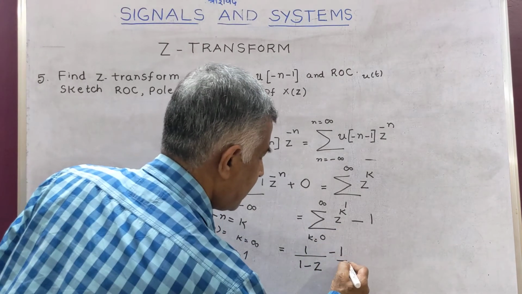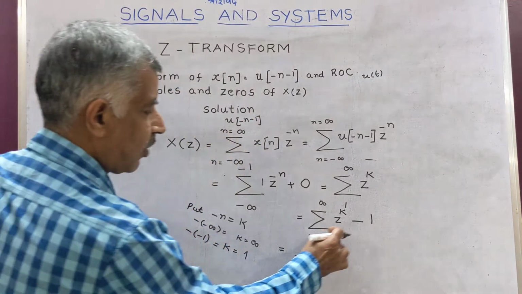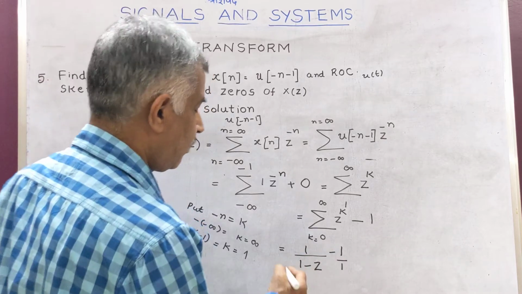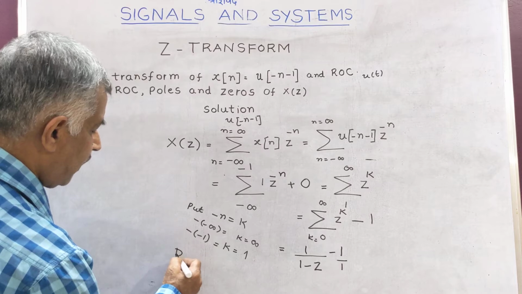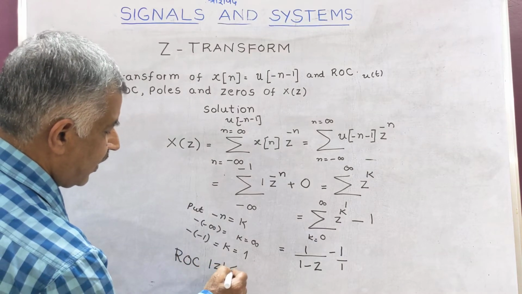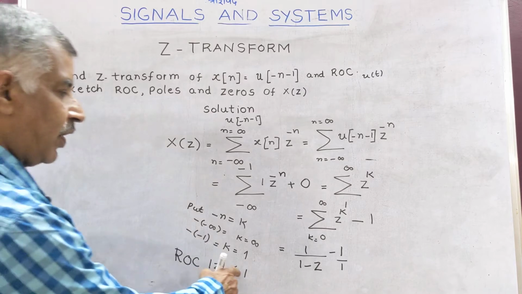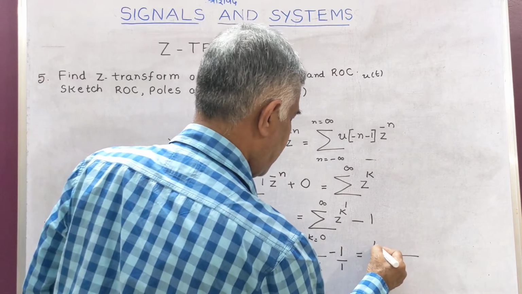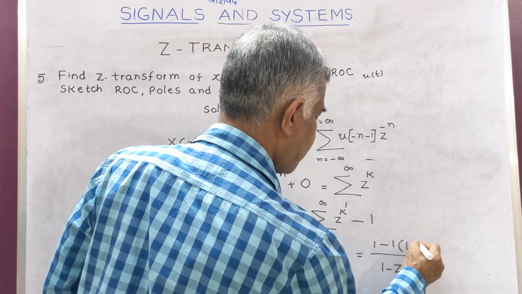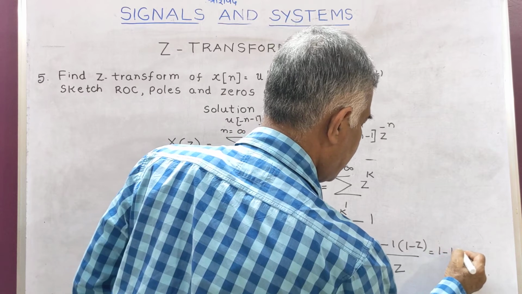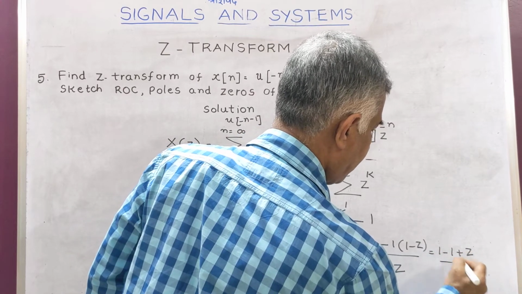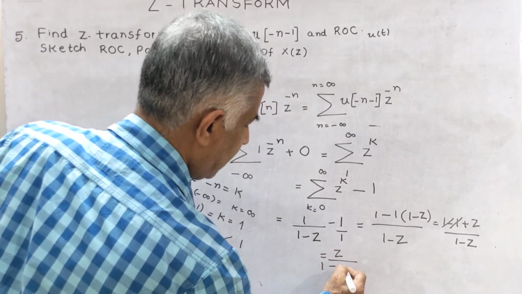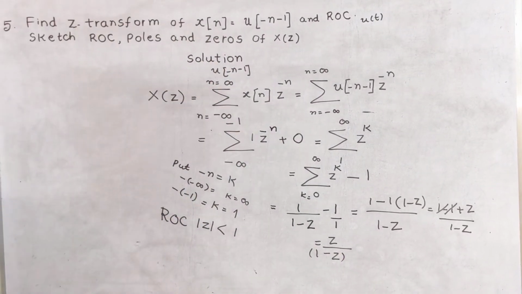Now, this is X of z. For the geometric series to converge, mod z has to be less than 1. So the region of convergence is mod z less than 1. Now simplify: 1 over 1 minus z minus 1 equals 1 minus 1 into 1 minus z, over 1 minus z, which is 1 minus 1 plus z over 1 minus z. Therefore, X of z is z over 1 minus z.